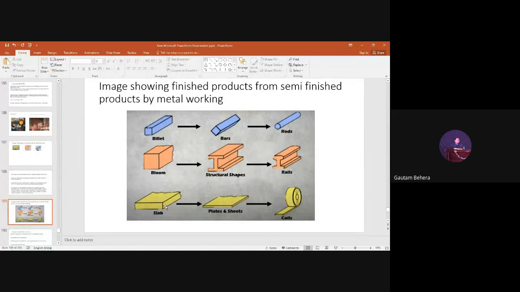So you can see if we have a slab which is obtained from continuous casting, then it can be converted into plate, or can be converted into sheets, or it can be converted into coils further. These plate sheets can be converted into coils. So these are the finished products. Then if we have a bloom, then it can be given a structural shape like this. Finally you can get a rail kind of thing. Then similarly, if we have billets, we can get bars out of it, we can get rods also finally from it. So these are the finished products basically. These are semi-finished.